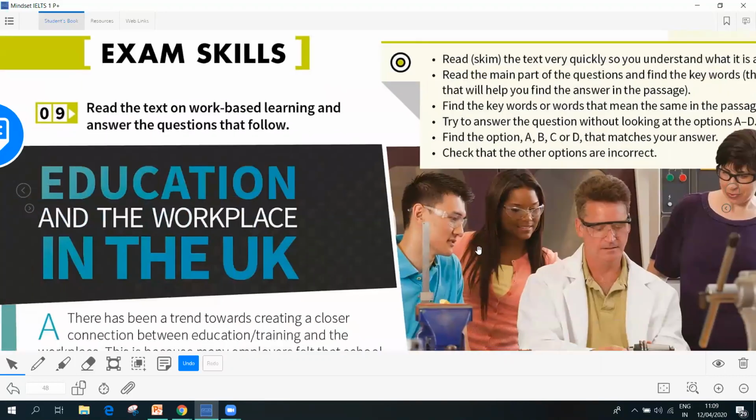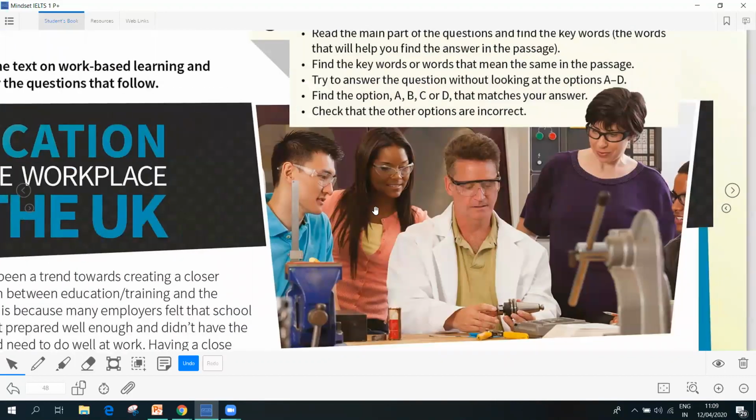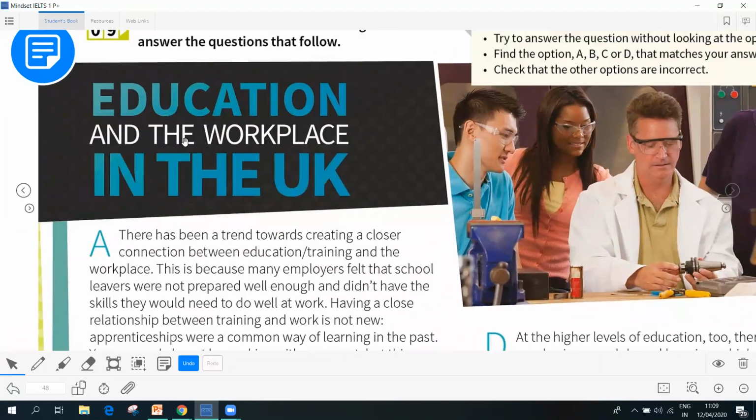Okay, so let's first look at the picture. You can see some people working here. All right. What's the topic or title of the text? Education and the workplace in the UK. Why do people go to university? To get a good job. But most often, the education that people get in the university classroom does not match with the requirements of a job.